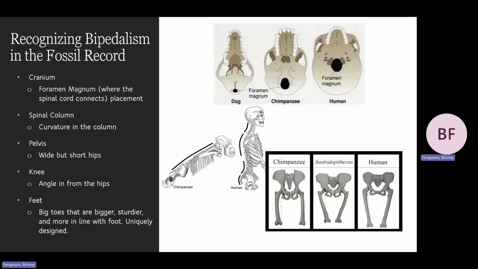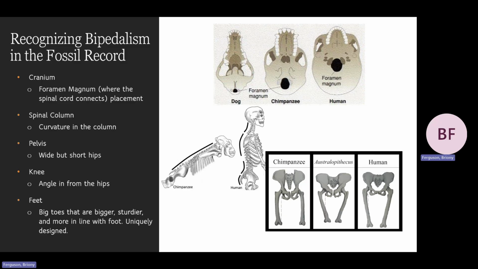So again, when we are trying to recognize bipedalism in the fossil record, we're going to be looking at the skull or the cranium. Along with the things we just mentioned, we're also going to look at the placement of the foramen magnum. This is where the spinal cord connects.